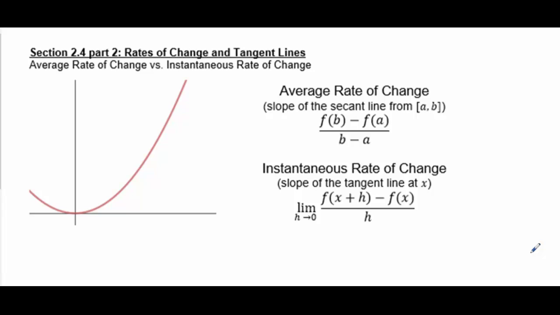Section 2.4, Part 2, Rates of Change in Tangent Lines. So in an earlier lesson, we talked about this first formula here, average rate of change, and we talked about how if I want to pick 2 points on a graph, and if I think about the line that's going between them, if I find the slope of that line, that gives me the average rate of change between those 2 points.